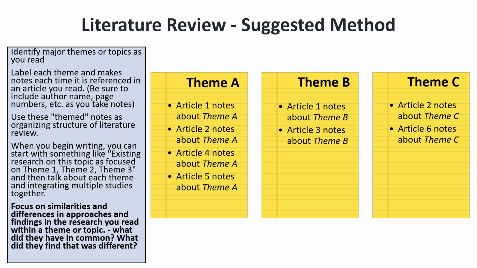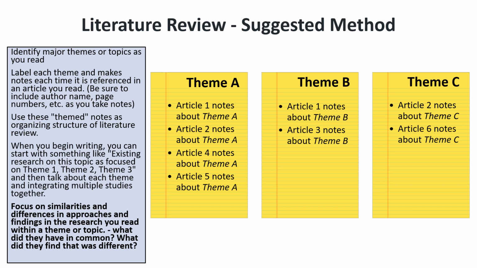So essentially, you identify the major themes and topics as you read. And so you may start a few more notebooks or sheets of paper or however you want to organize it, and label each theme, make the notes as you're reading. Use these theme notes to structure your literature review so that when you begin writing, you can start with something like existing research on this topic has focused on theme 1, theme 2, and theme 3, or theme A, theme B, theme C, and then talk about each theme as an integrated piece where multiple studies are being researched or discussed together.